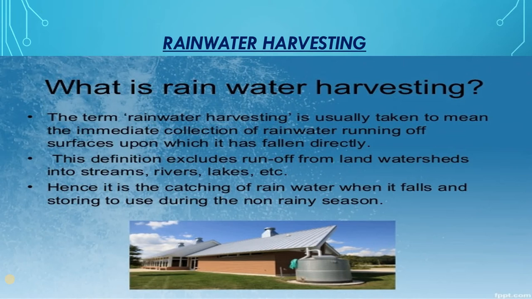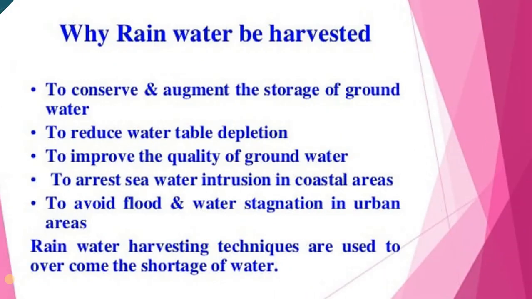The activity of collecting rainwater directly and storing it in big tanks for later use, or making the rainwater percolate into the ground more efficiently to recharge the groundwater, is called rainwater harvesting. This definition includes the runoff from land watersheds into streams, rivers and lakes, etc. So it is the catching of rainwater when it falls and storing it to use during the non-rainy season.